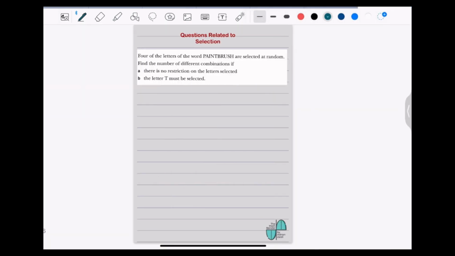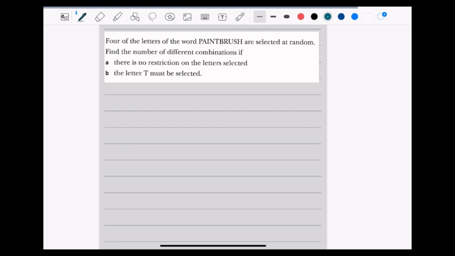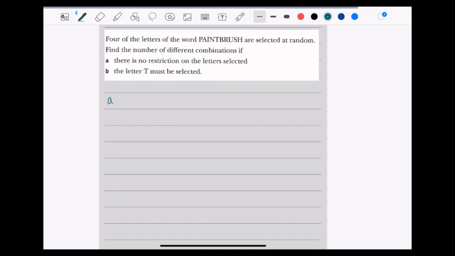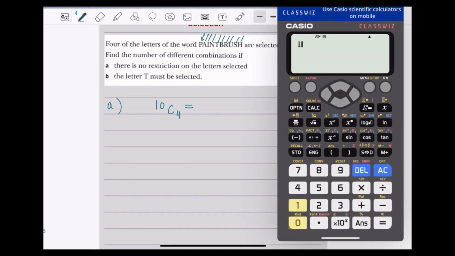Let's look at an example here. 4 of the letters of the word paintbrush are selected at random. What matters here is that the letters were selected, so there is no restriction. We'll simply go with, there are 10 letters: 1, 2, 3, 4, 5, 6, 7, 8, 9, and 10. So out of 10, 4 are selected, which gives you 10C4, equal to 210.